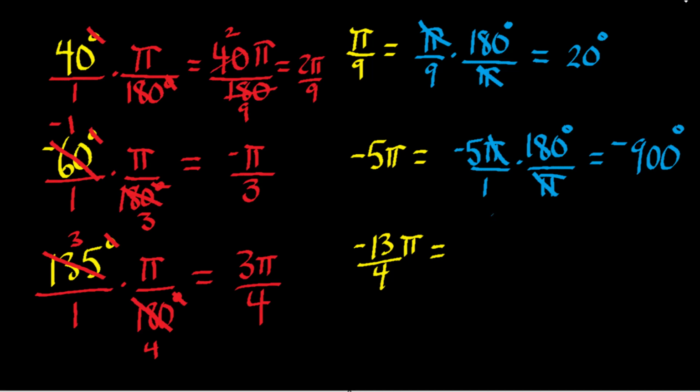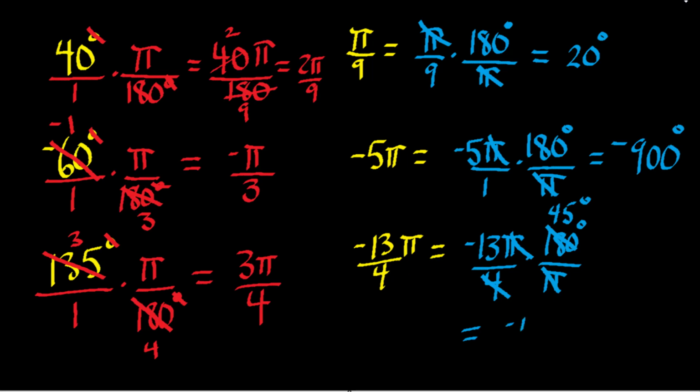For this last problem, -13 pi over 4, we can multiply by 180 degrees over pi. The pi's will cancel. 4 will divide into 180 45 times, so we will get 45 degrees in the numerator. And when we multiply -13 times 45, we will end up with -585 degrees. I hope this helps in understanding degree and radian conversions.